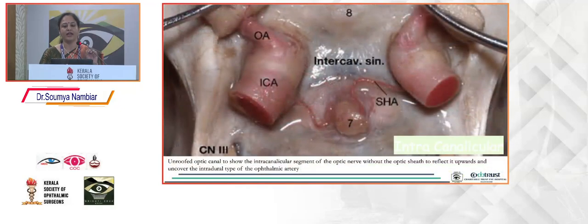And this is a dissection in the intracanalicular part. You can see this optic nerve which has been dissected here on your right side, and you can see the ophthalmic artery just beneath and an internal carotid artery. This bony canal, the intracanalicular part, is small, and there is every chance of missing a lesion here, even radiologically.